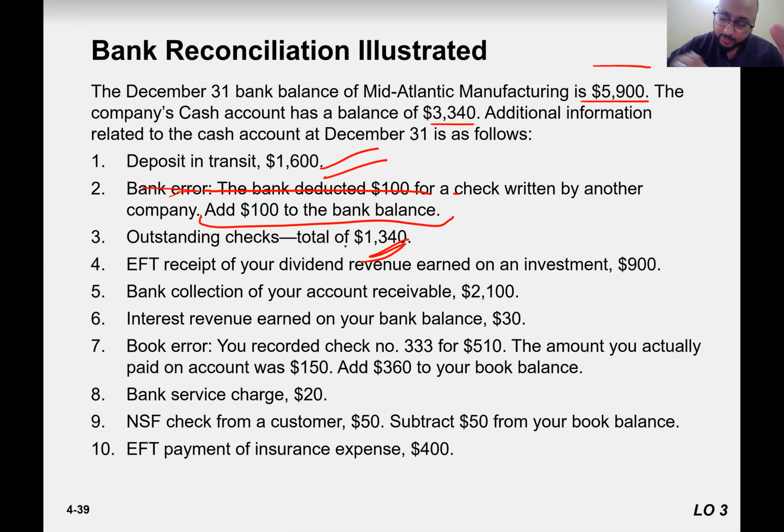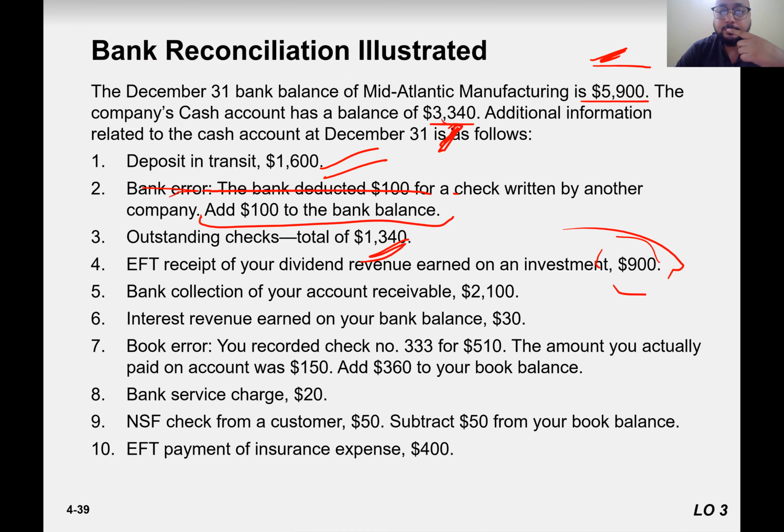Okay. Outstanding checks total 1,340, which means you wrote down $1,340 in checks. So in your books, you deduct the cash. But the people to whom you wrote the checks didn't cash them out yet. It means in your bank account, it should be decreased. Electronic funds transfer received of your dividend, revenue earned on investment, 900. So the bank received 900 on your behalf. The bank included it in the 5,900, but in the books it is not written. So you add it here on the book side.